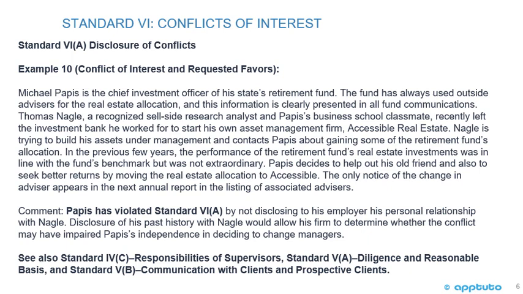So when you see the comments here, it says, see also Standard 4C, responsibilities of supervisors, Standard 5A, diligence and reasonable basis. He changed asset managers because it was his friend. That's not the diligence and reasonable basis that you need to make such a decision. And also Standard 5B, communications with clients and prospective clients. He only did it in the next annual report in the listing of associated advisors, and the recommended procedures might have been something different. And that's the last slide for this Standard 6A, disclosure of conflicts.